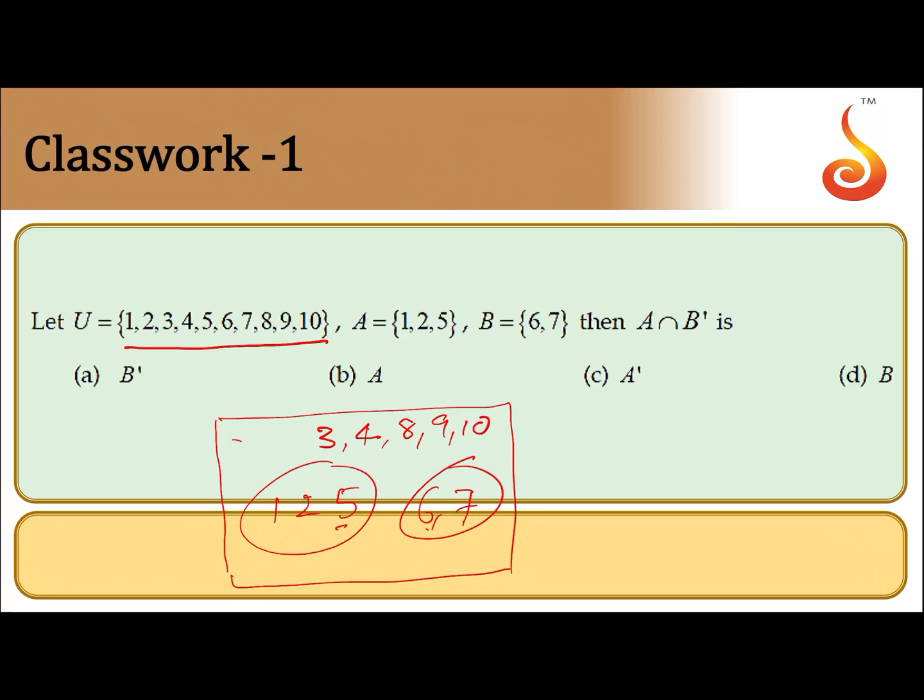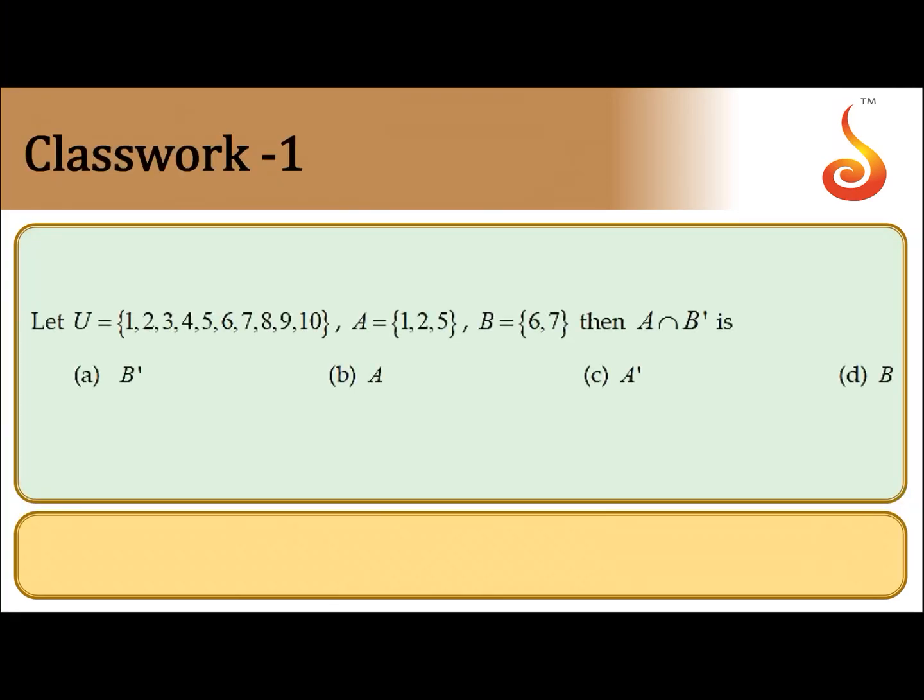So that A intersection B complement. This is the set A and this is set B. B complement means other than B, the remaining part. But intersection with A is nothing but A itself. So therefore, A intersection B complement, here in this diagram, you can clearly see that it is nothing but the set A itself. So the answer is B, A itself is our answer.